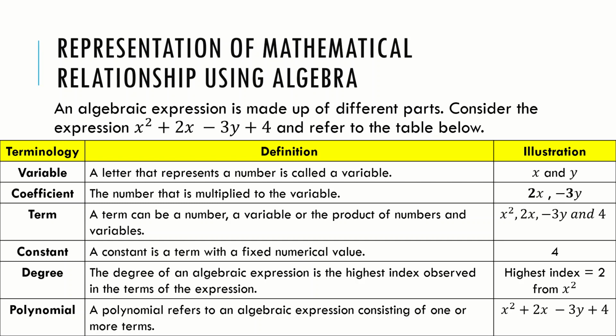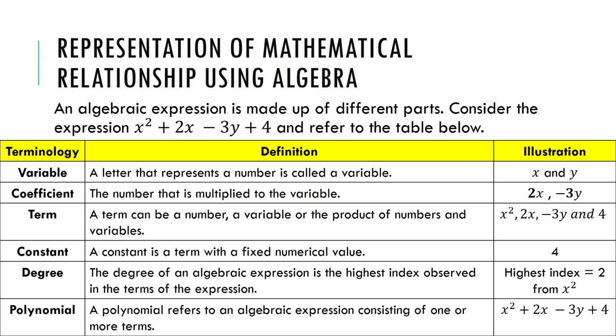A term can be a number, variable, or the product of numbers and variables. For example, consider the expression x squared plus 2x minus 3y plus 4. There are actually four terms. These four terms are x squared, 2x, negative 3y, and 4.